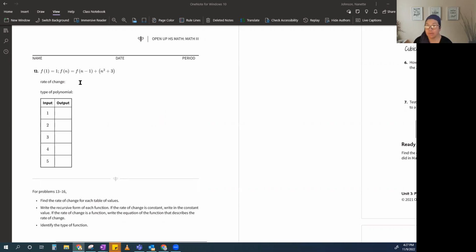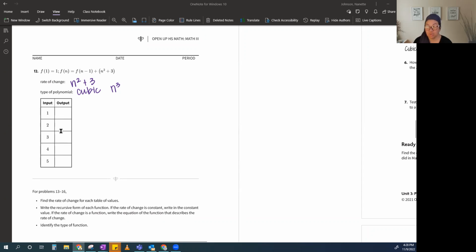And because my rate of change is n squared plus 3, what is the type of polynomial I'll be looking at? Yes. Why would this thing be cubic? What tells you that it's cubic? Yes, because if this is n squared, then you add 1 to the power, then that would be n cubed, which would be to the third, right? Which was a cubic.